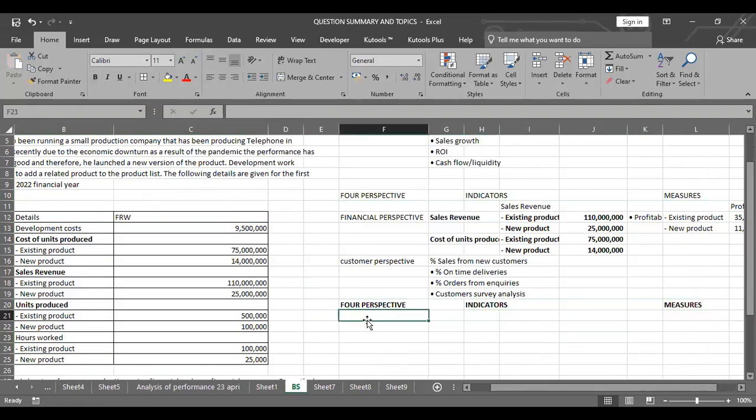So from the financial perspective, we have done that. We can go to the customer perspective. Now, based on the data given again, what can I measure? Let's check here. I can measure the percentage of new customers, because we have something called new and something called existing. It is possible for me to measure new customers.